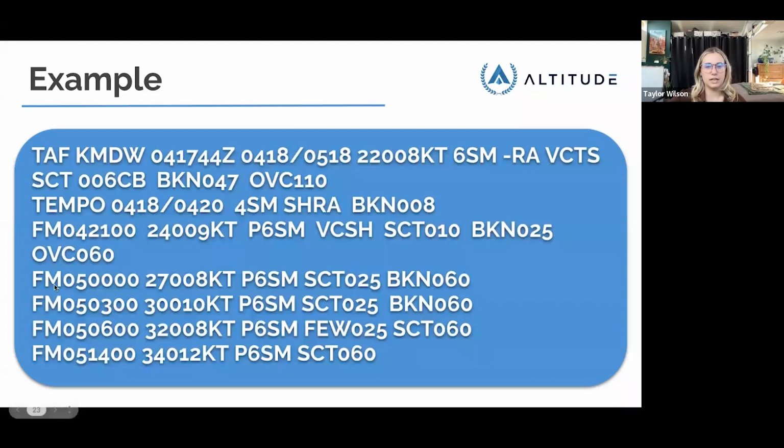For this next line here, we've got from the 5th at 0000 Zulu, winds 270 at 8 knots, plus 6 statute mile visibility. We've got scattered clouds at 2,500 and broken at 6,000. So what would be our lowest ceiling between these 2 clouds here?